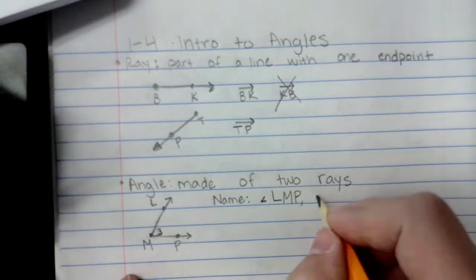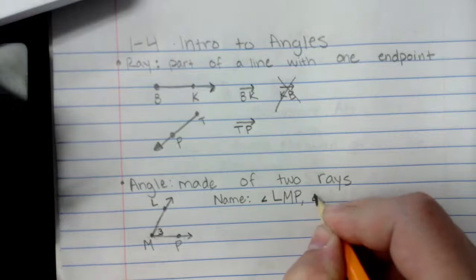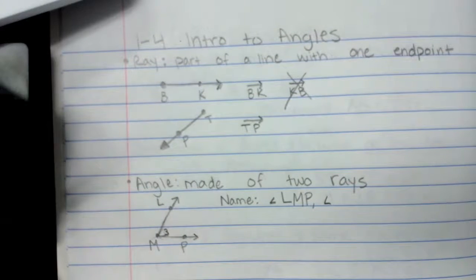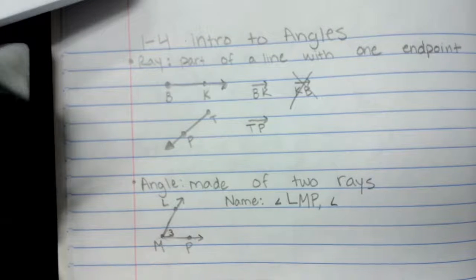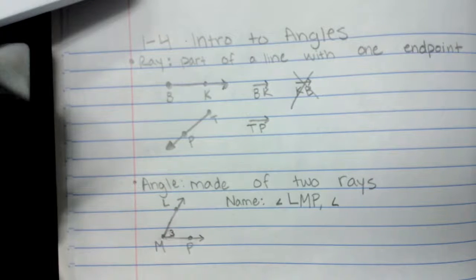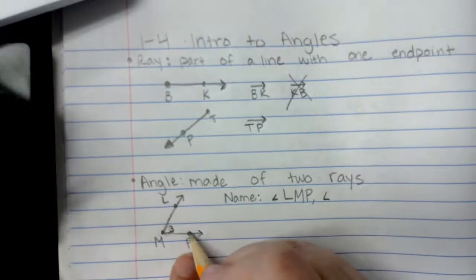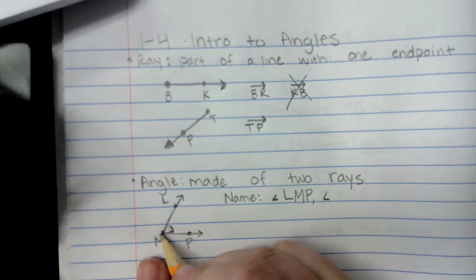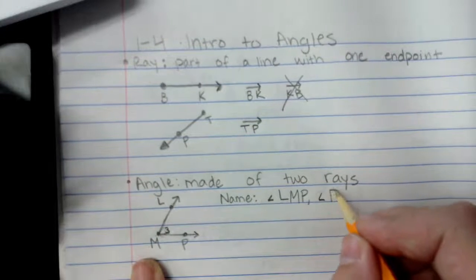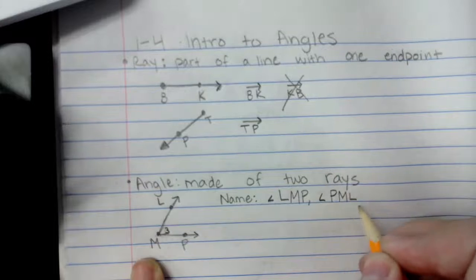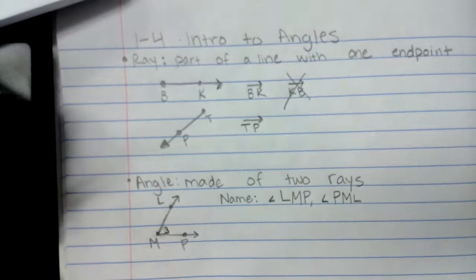The next one we're going to do is still using letters, but instead of starting at L, going to M, and then P, where else could I have started tracing from? P. I could have done P, M, then L. So those are both different ways to say that angle.